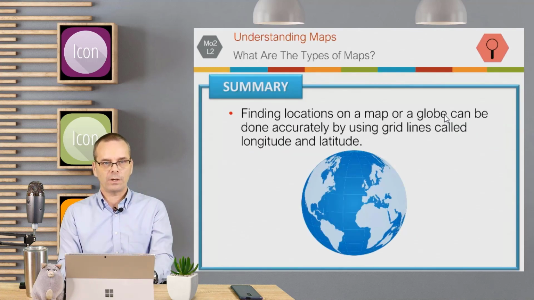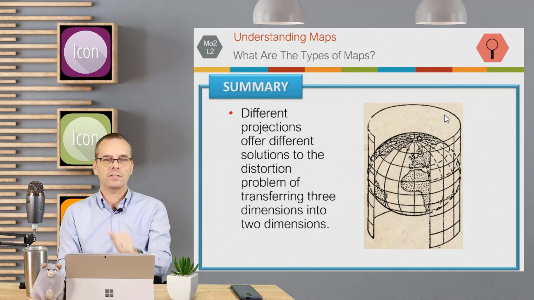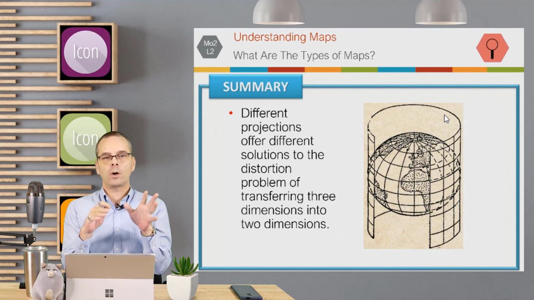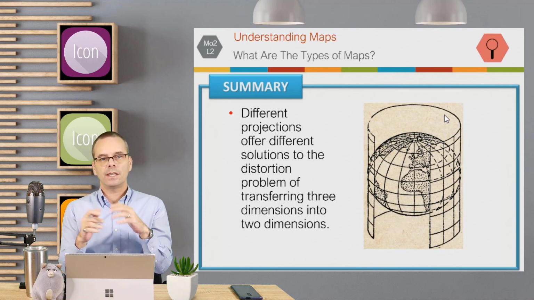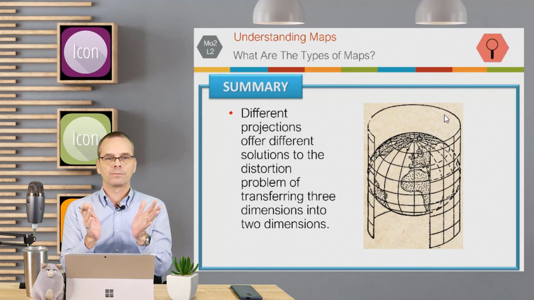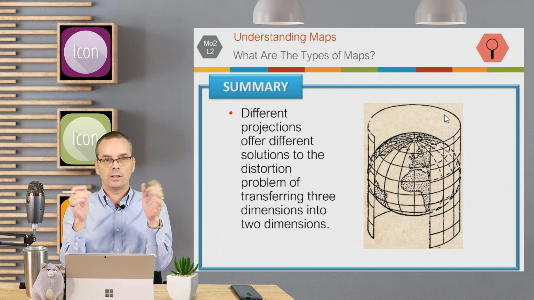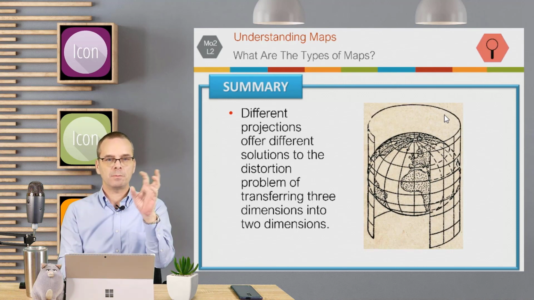So in summary, remember, finding locations on a map or globe can be done accurately simply by using longitude and latitude. And understand that different projections of a map offer different solutions, but also different distortions. They're not all true. All right, so this happens when you transfer 3D to 2D. There's going to be some change.